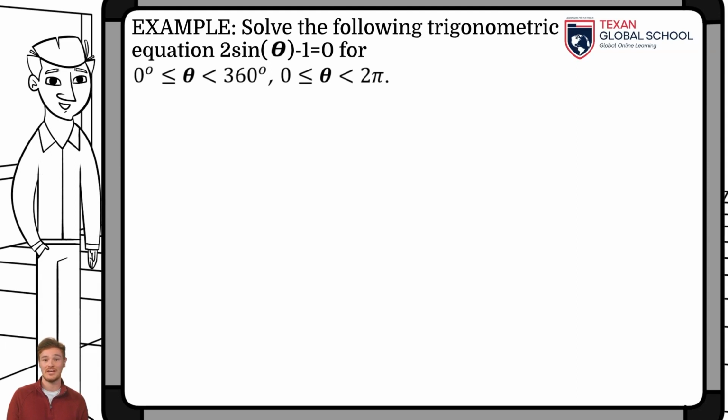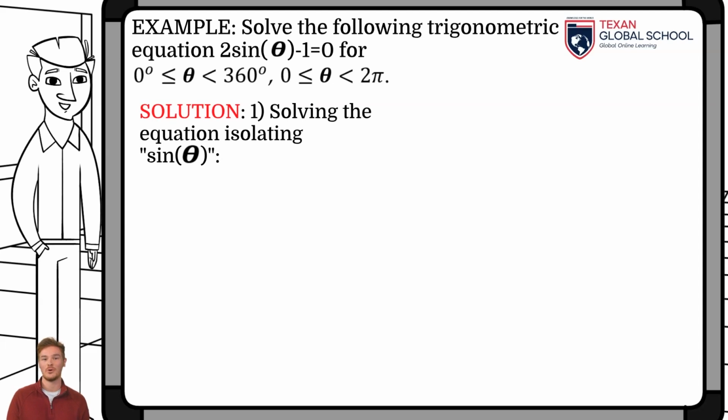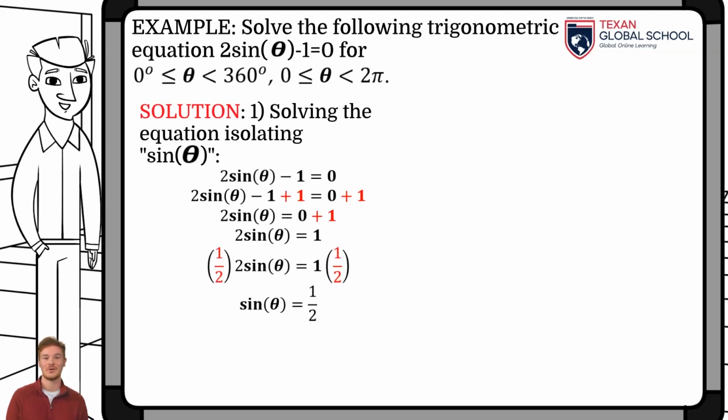We will solve the trigonometric equation 2 sine of theta minus 1 equals 0, in the given domain, representing values greater than or equal to 0 and less than 360 degrees or 2 pi. By analyzing the equation, we can solve for the sine of theta using properties of the equations. Thus we obtain that the sine of theta equals 1/2.